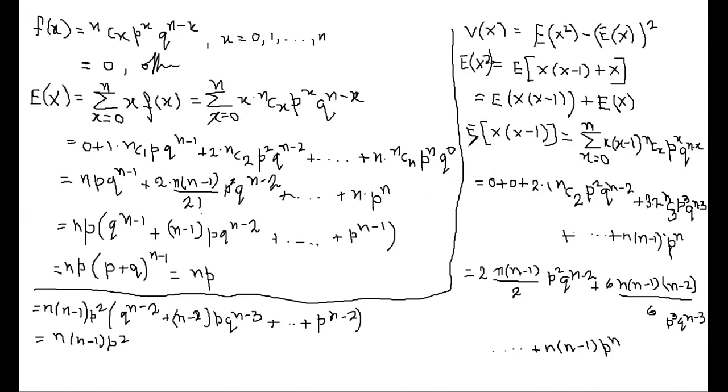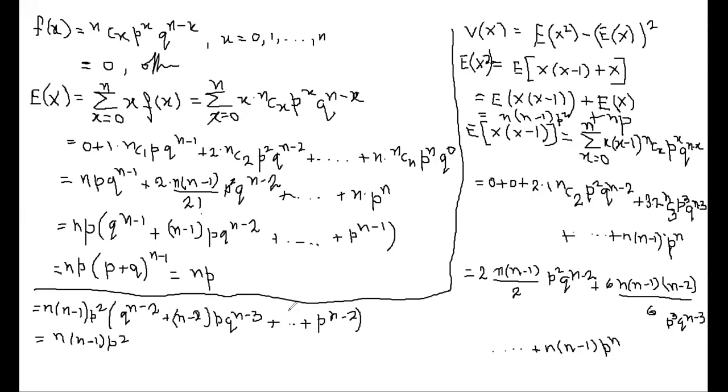We have got expectation of x into x minus 1. Now put the value over here to get E of x square. After getting E of x square, we will put it in variance and get the value of variance. So I'm putting it over here to get E of x square. It is n into n minus 1 p square plus expectation of x, which is np, right? So we have got E of x square like this: n into n minus 1 p square plus np.